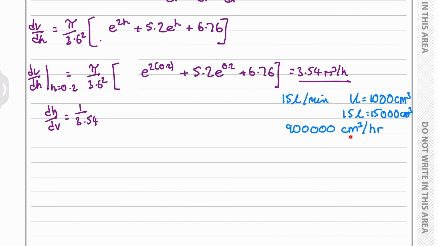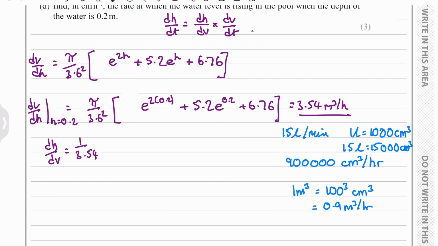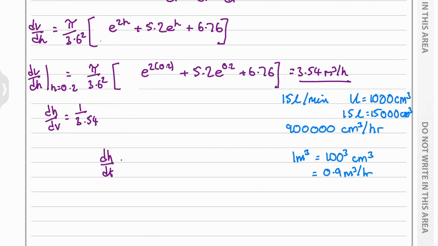But we need it in meters cubed. And we know that 1 meter cubed is the same as 100 cubed centimeters cubed. So we'll divide this 900,000 by 100 cubed, and we get 0.9 meters cubed per hour. So now we have dH by dV and dV by dt. We can work out dH by dt. This will be 1 over 3.54 multiplied by 0.9. And this gives us 0.254 meters per hour.